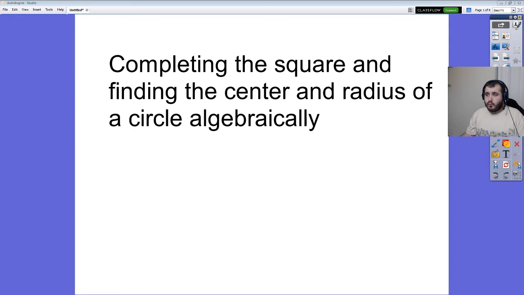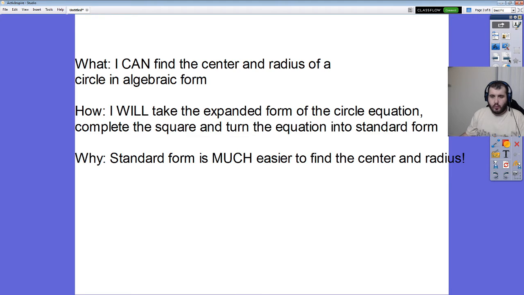All right, everybody, we're gonna do a special video here. We had a request for a video about this topic, completing the square and finding the center and radius of a circle algebraically. So, what are we going to be doing today? We're going to find the center and radius of a circle that's written out in algebraic form.